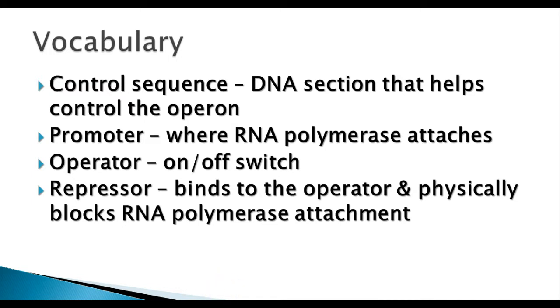The operator, also part of the control sequence, is the on-off switch. It's what says, okay, it's time to make this protein or it's time to not make this protein. And then a repressor, if there is a repressor, binds to the operator and physically blocks the RNA polymerase. So basically it stops the RNA polymerase from attaching or from transcribing the DNA, and so it stops things from happening. We're going to see how that works.